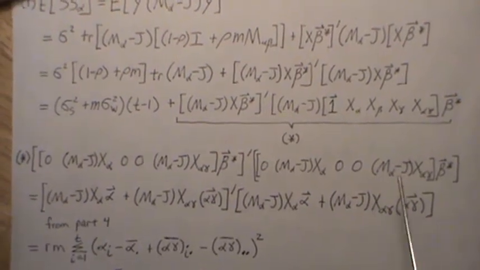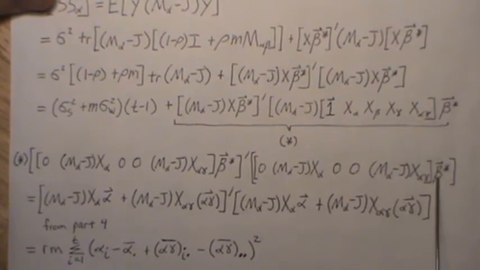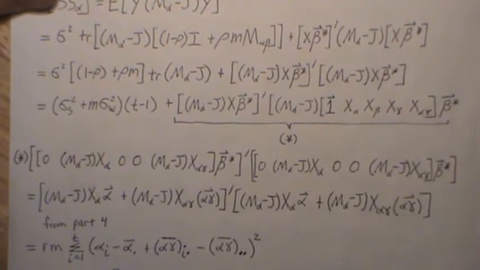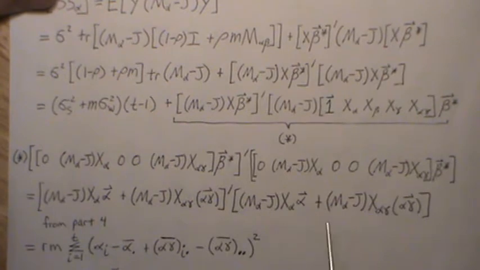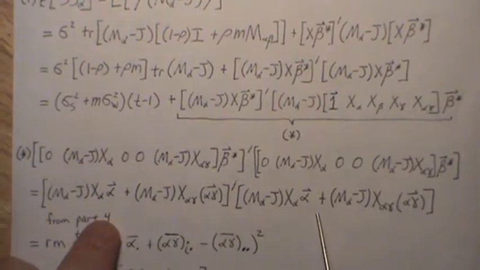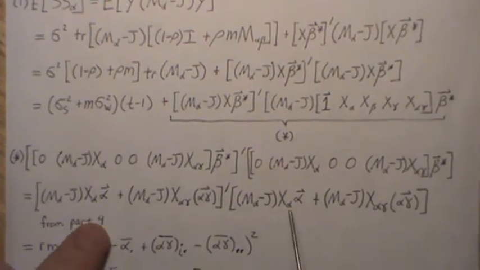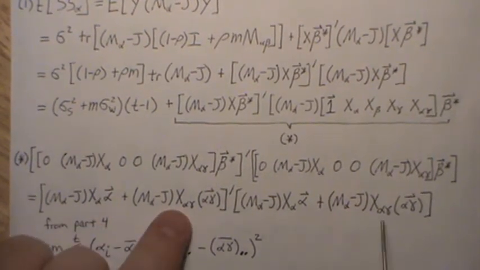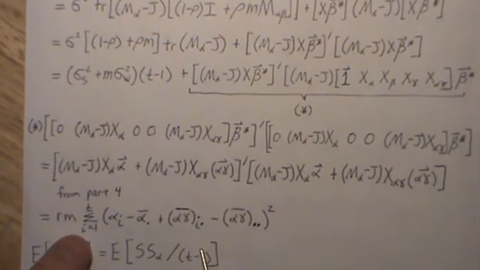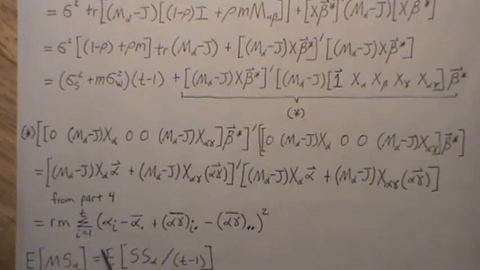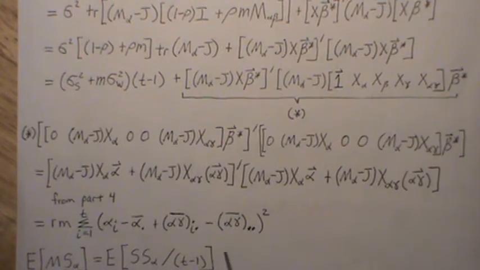And now this beta, notice that when it gets multiplied times this expression, only the relevant piece is retained. And so that's why we have this. Now, from part 4, we expand what this is in scalar form and this too. And it ends up being this sum. It's r times m, the sum from 1 to t of this expression here.